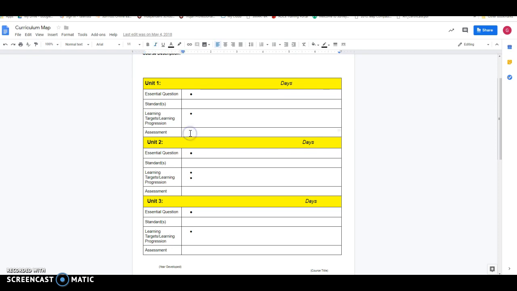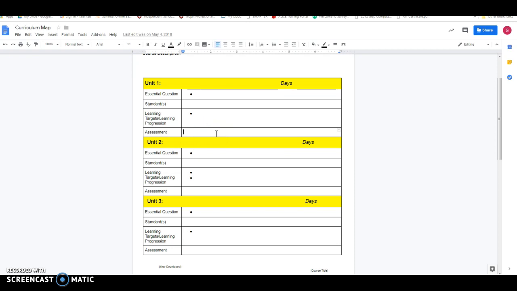And so then we're going to go ahead and put that in here. And then once you get to the point that you've developed that assessment, you might want to go back in here, and if it's something that you're handing out to the students, then you want to put a hyperlink in here with that.